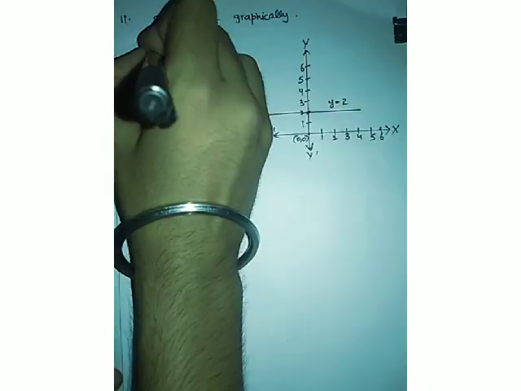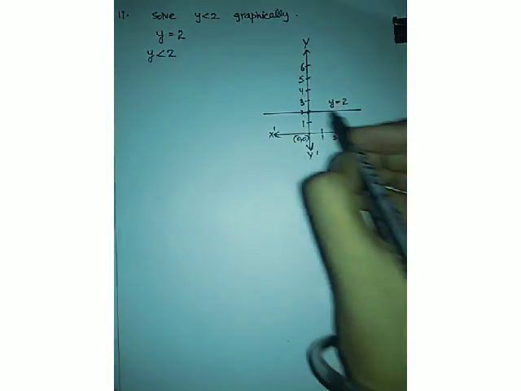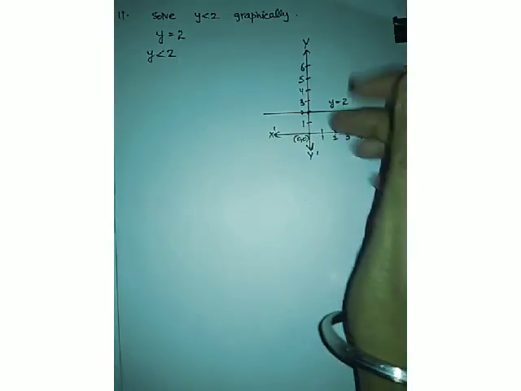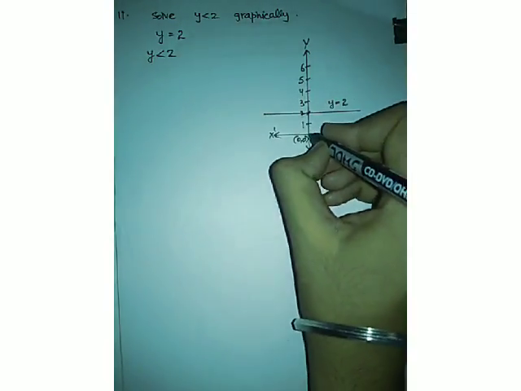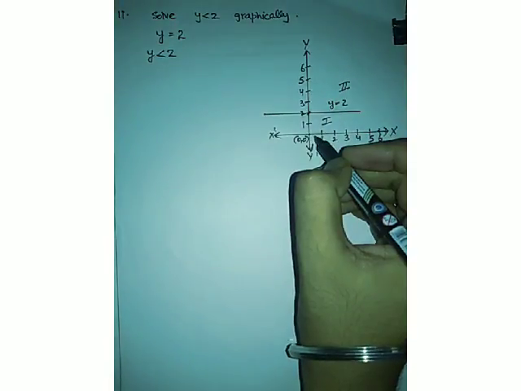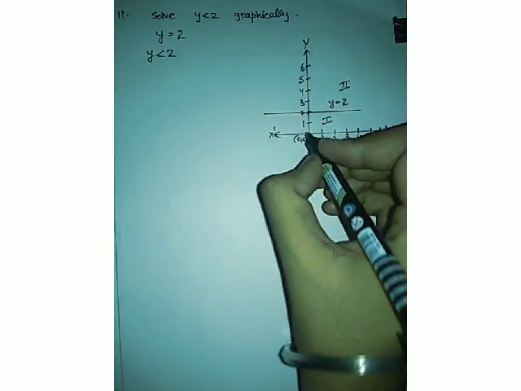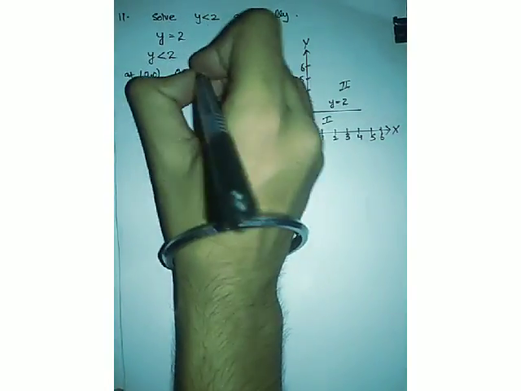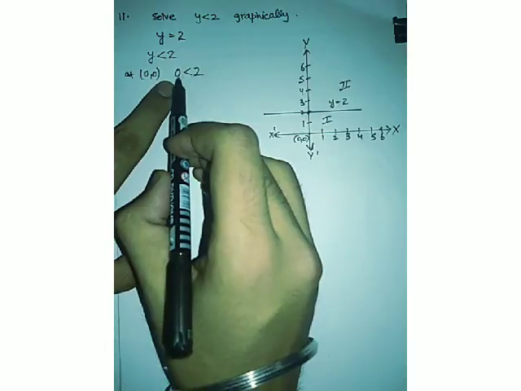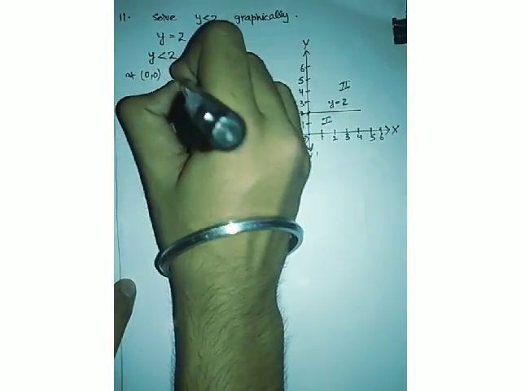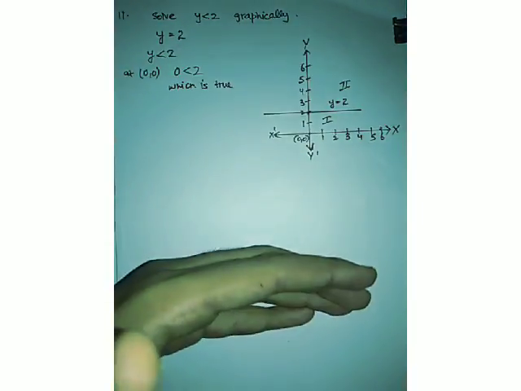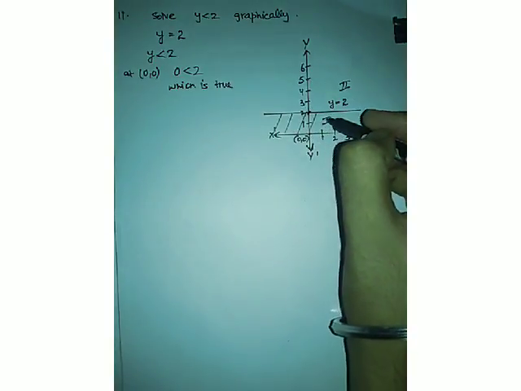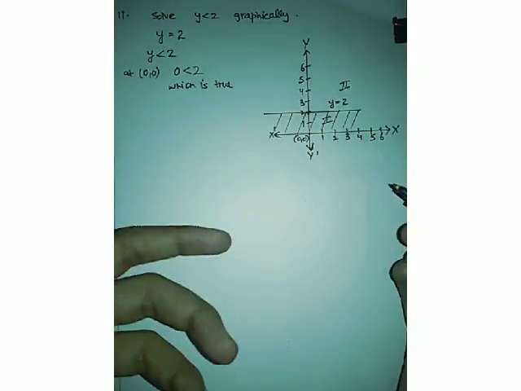Alright, now consider the inequality, that is y less than 2. Now it's also getting divided into two planes. First one is this and second one is this. From the first plane we will take the point 0 comma 0. So substitute it at 0 comma 0. What will you get? 0 less than 2. Put y equals 0, right? So 0 less than 2, which is true. That is why this region will be shaded.